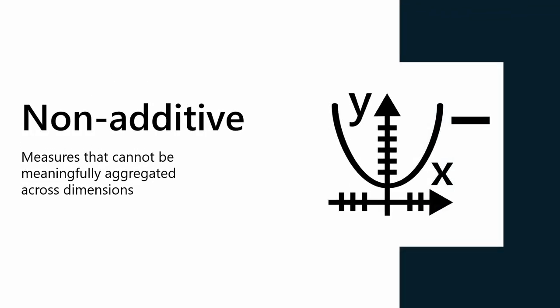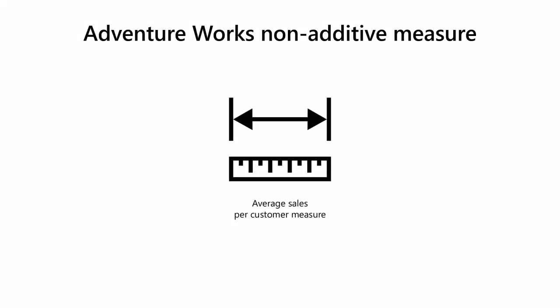Next is non-additive measures. Non-additive measures cannot be meaningfully aggregated across any dimension. These measures involve calculations like ratios, averages, and percentages. The result of aggregating a non-additive measure can be skewed or misleading and should be handled with caution. For example, at AdventureWorks, the average sales per customer is a non-additive measure.